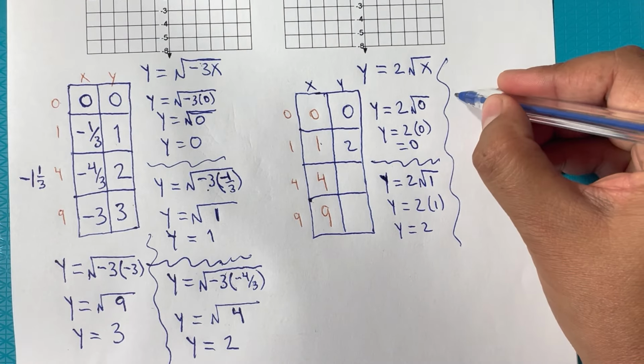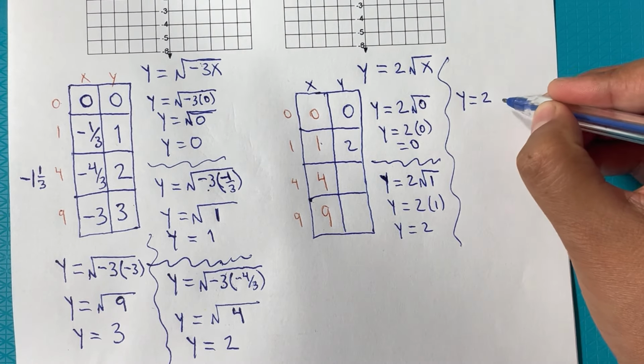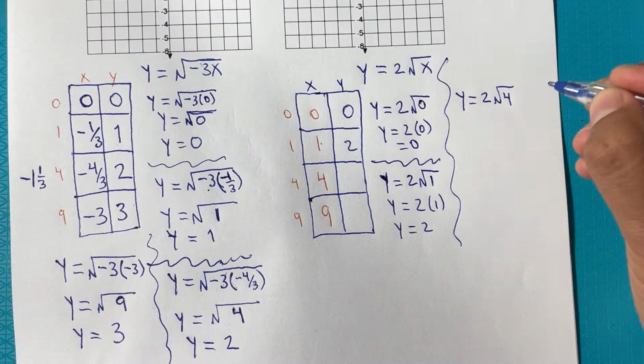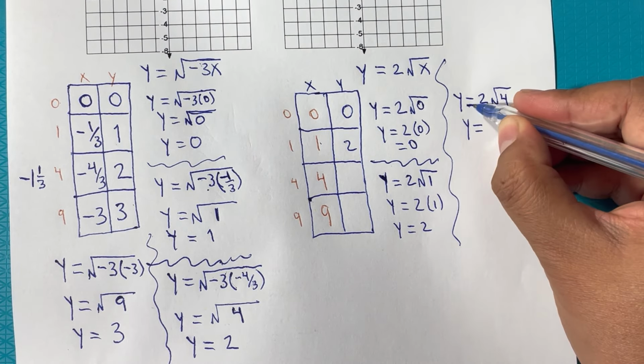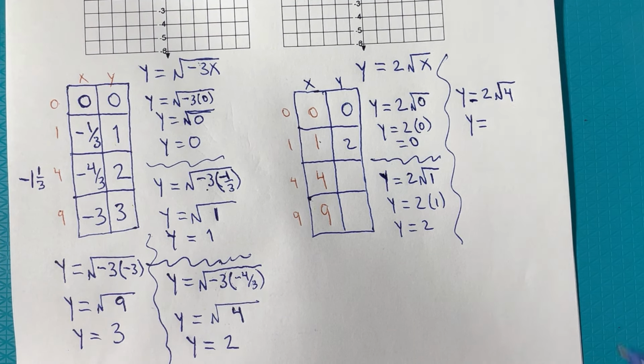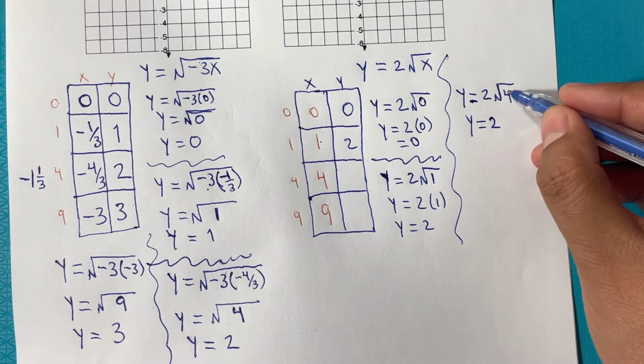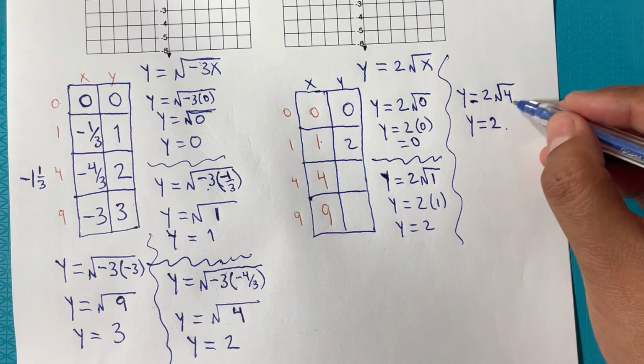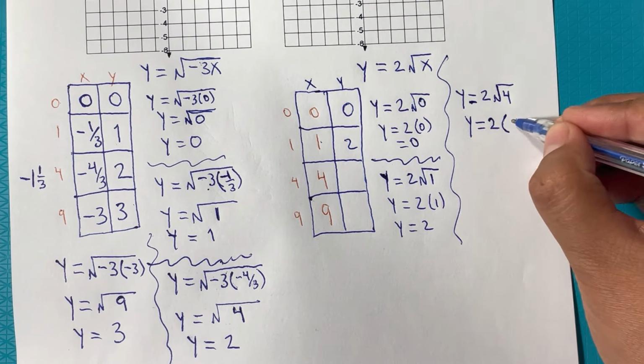The next one is 4, so y is equal to 2 times the square root of 4. See, when only x is inside, it's a lot easier. You just bring down whatever is outside and then get the square root of those perfect squares. Square root of 4 is 2.